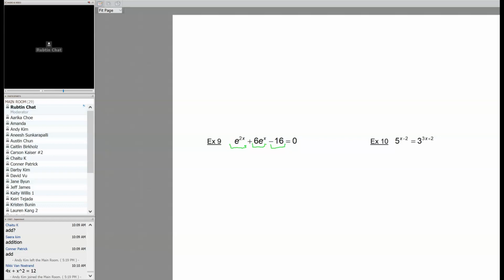What would you do? Any ideas? I'm trying to solve that. I can't take the natural log of both sides. There's no way to do that. I want you to compare this to, what if I had x squared plus 6x minus 16?